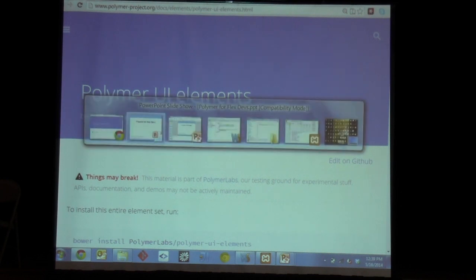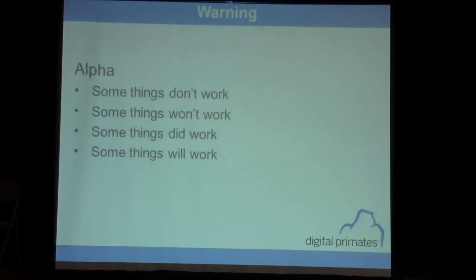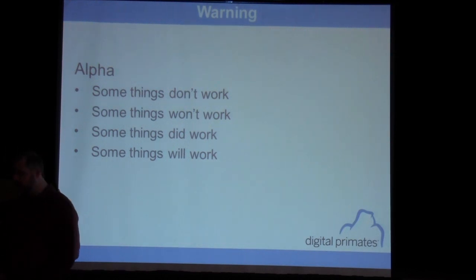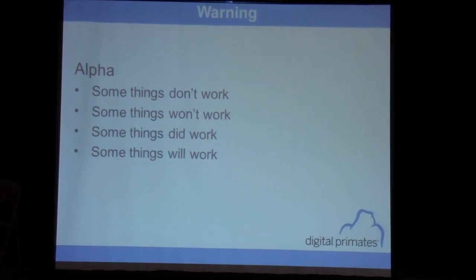Now, a couple of things to keep in mind as we go forward. First, it's alpha code. What does that mean? It means some things won't work, some things don't work. Some things did work, some things will work. This isn't production code. This is probably not something you should put into production later today or anytime in the near future. But it's a really cool setup and a really cool idea. It brings things that we didn't have before into the world of the web browser. And I think that's the most interesting part about it.